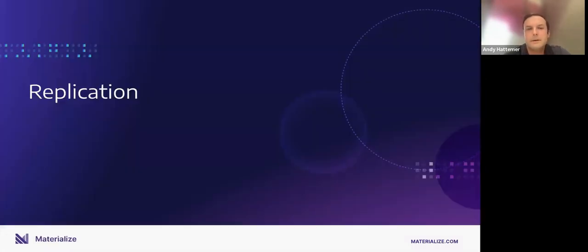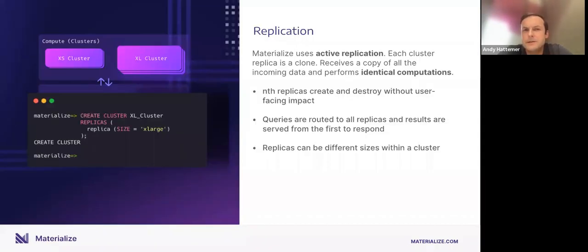Let's talk more about replication and what capabilities that opens up. So as I mentioned before, Materialize uses active replication. Each cluster replica is a clone, and replicas receive a copy of all the incoming data, and they perform identical computations. So creation and destruction of replicas is done without any impact to serving, even in the case of open transactions like subscriptions, and queries are routed to all the replicas from the SQL control layer, and results are served from the first to respond. And then lastly, replicas can be different sizes within a cluster, and we'll get into why that's useful next.